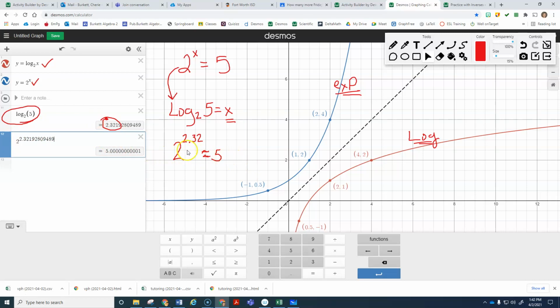But we don't want to have to guess and check. So what I need you to get from this video is the fact that exponentials and logs are both graphically inversely related and algebraically inversely related, and we're going to learn how to solve these exponents, because not all exponents can be changed to common bases.